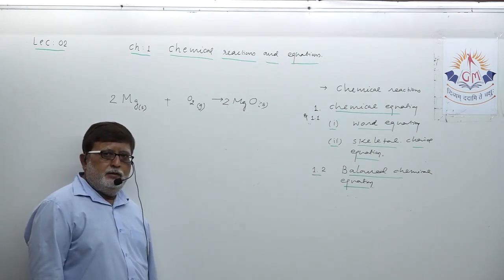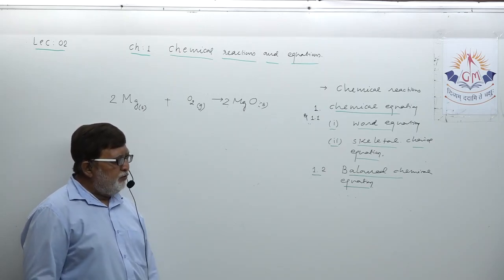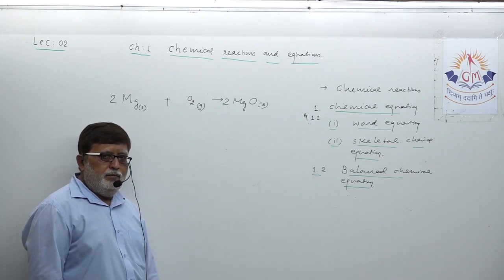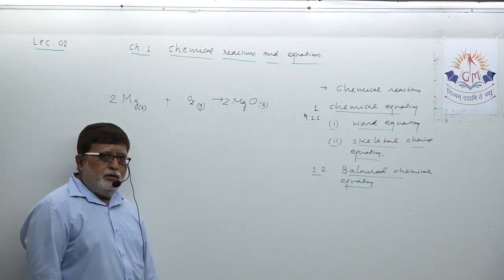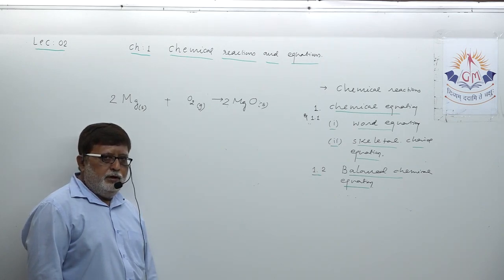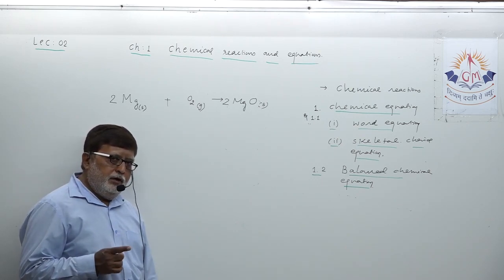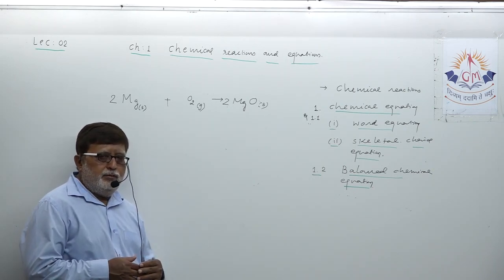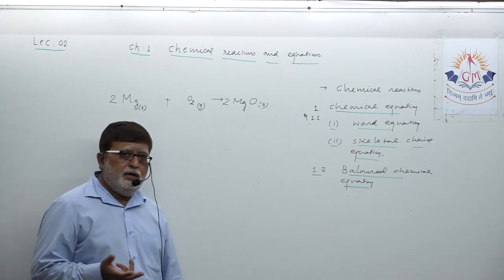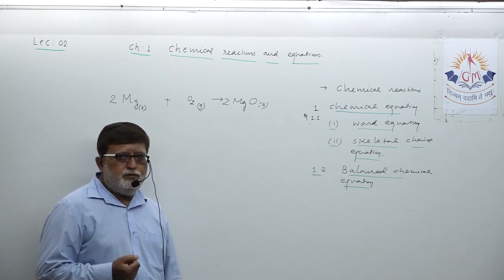Okay, if somebody asks you in our section what do you mean by balanced chemical equation, how will you explain? A chemical equation having the number of atoms of each element equalized on both sides of the chemical equation is known as a balanced chemical equation. Now next question.